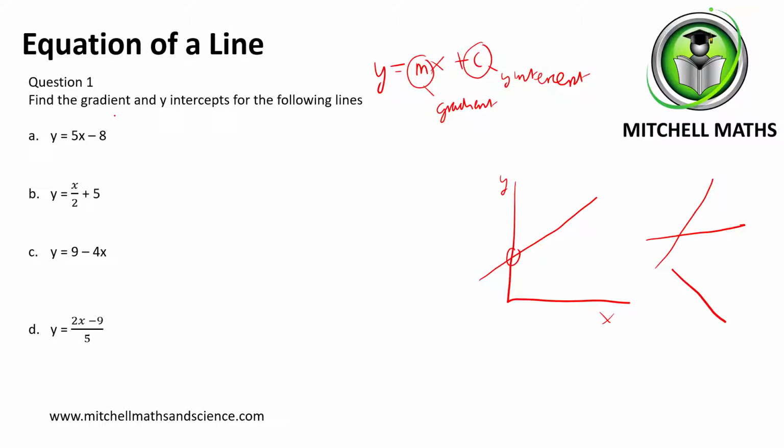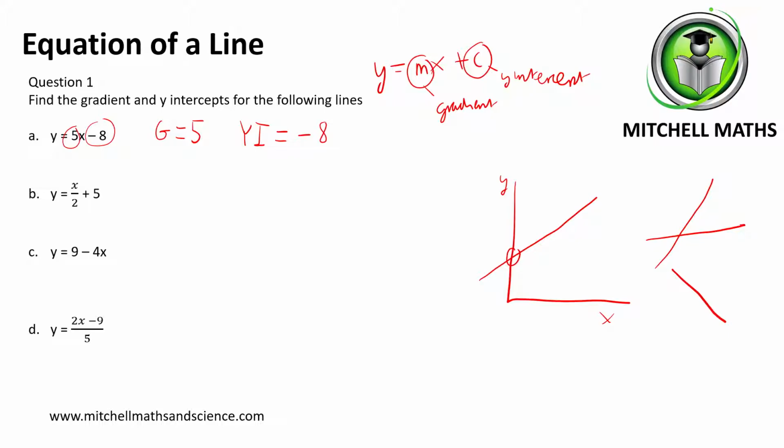Now, in this first question, we need to find the gradient and y-intercept from the following lines. We're going to look at them and see what is m, that's the gradient, and what is c. For the first one, y equals 5x minus 8. The number before the x is 5, therefore the gradient, I'll just put g, is equal to 5. For the y-intercept, which is c, it's minus 8. So I'll put yi for y-intercept equals minus 8.